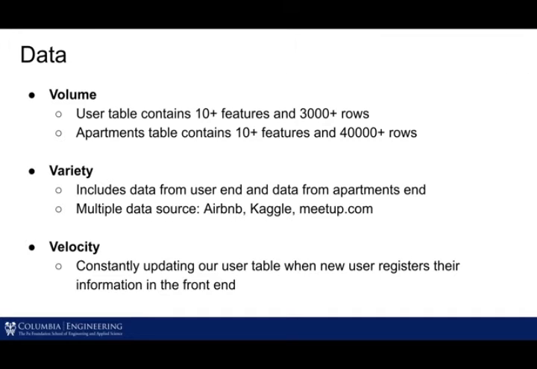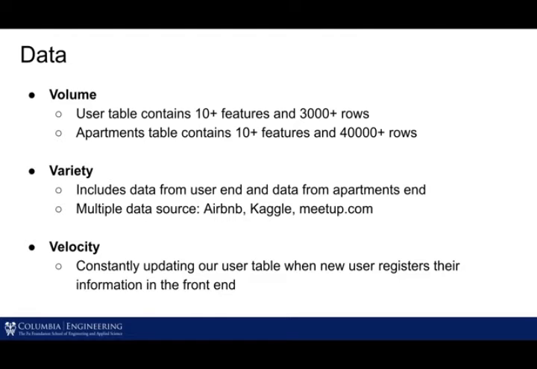As for data, we have two tables. One is a user table. This table contains more than 10 features and more than 3,000 rows. The information in this table includes the first name, last name, email address, student ID, and preferences and hobbies of the user. The other table is the apartment table. This table contains more than 10 features and more than 40,000 rows. The information in this table is mainly about the location, the distance from school, the price, and the house type of the apartment.